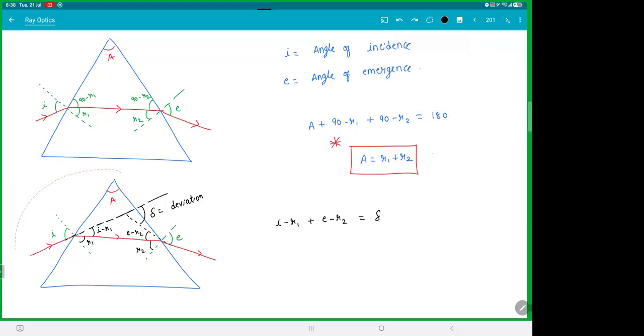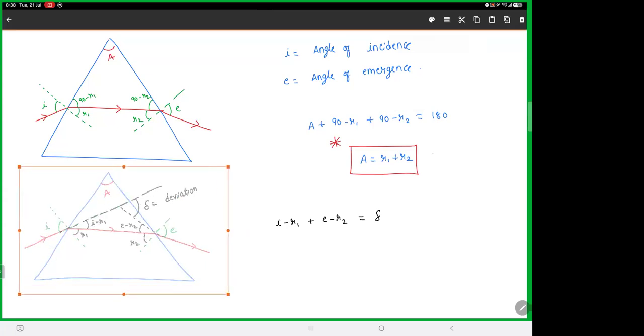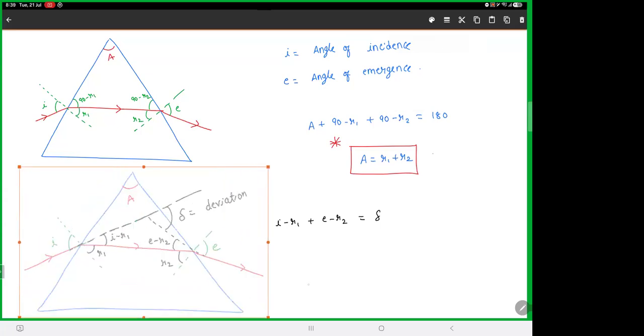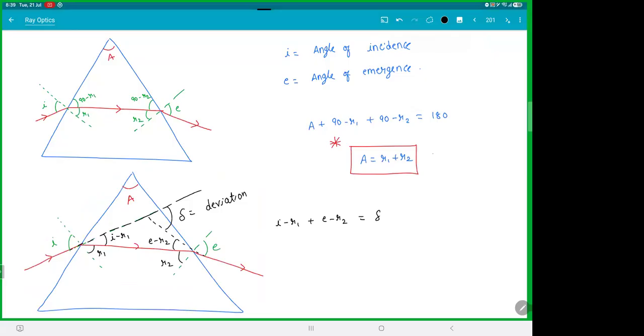If you want, we can magnify this a bit. There.